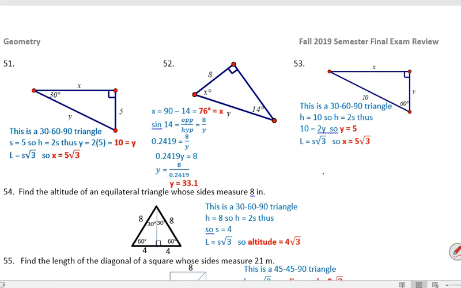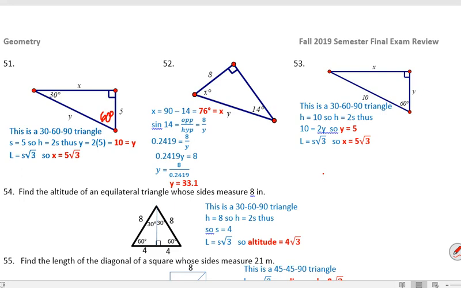51, this is a 30, 60, 90 triangle. I know that because one of the angles is 30, which means this other one has to be 60. And then we have the short side. Our two formulas here are the hypotenuse is 2 times the short side, and our long side is the short side times the square root of 3. So all we have to do is plug the 5 into both of those equations to get our values for y and x.